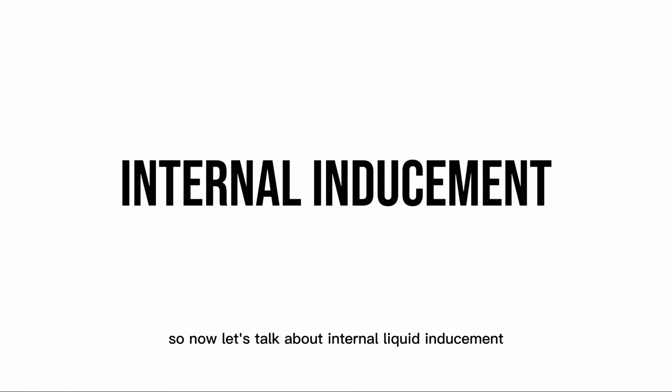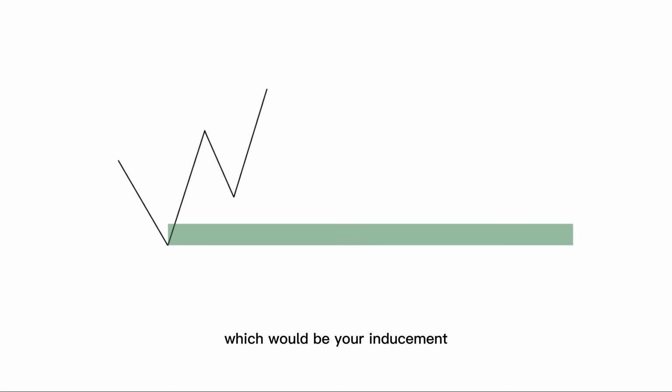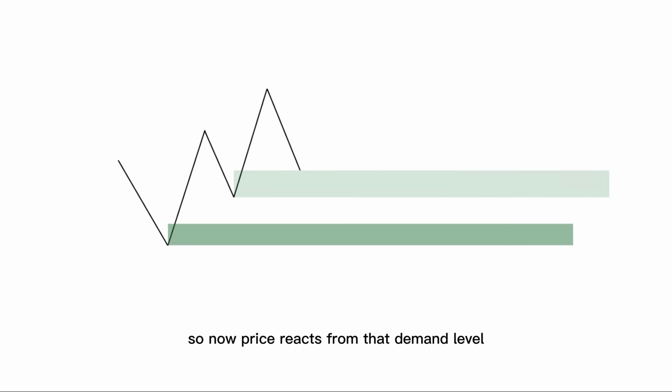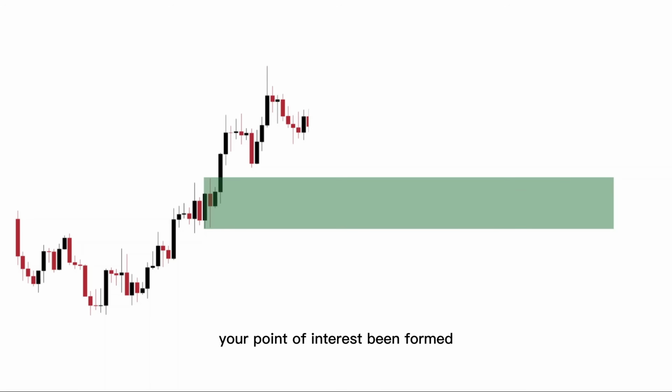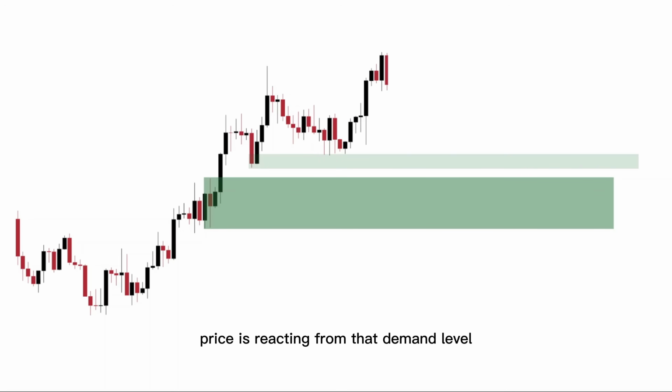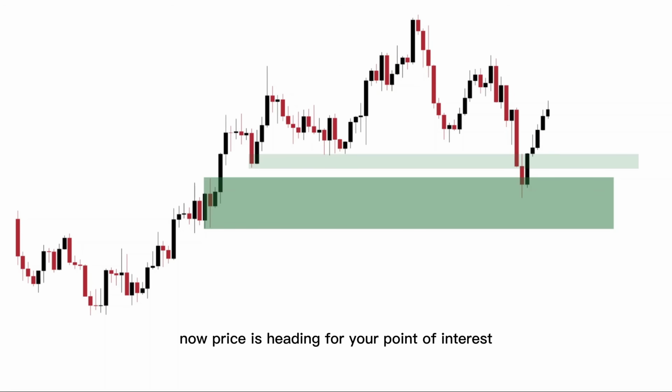So now let's talk about internal liquidity inducement, which would be your FTB, fail to break. You have your swing, which forms your point of interest. And now you have your first swing, which would be your inducement. That inducement forms a demand level. So now price reacts from that demand level to later on come back to your point of interest, the liquidity inducement. Your point of interest has been formed. Price is reacting from that demand level, which was formed by the initial inducement. Now price is heading for your point of interest.